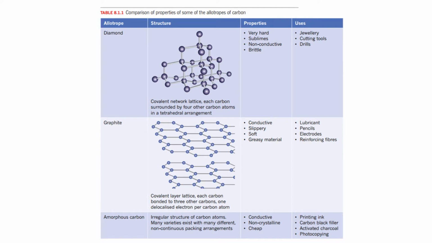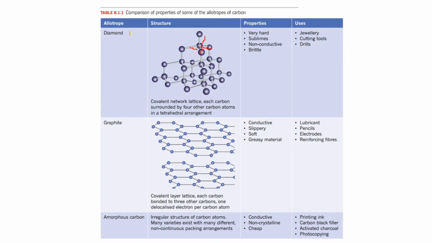As you can see, in diamond you have one carbon being bonded to 4 other carbon atoms, as you can see here. So one carbon is bonded to the 1st, 2nd, 3rd, and 4th carbon atoms. And it says here they are very hard, sublimes, non-conductive, brittle. So if you talk about diamond, generally they are very hard, and that is the reason why they are used for jewelry, cutting tools, and drills. So they are used in equipment that cuts rods because they are very, very tough.